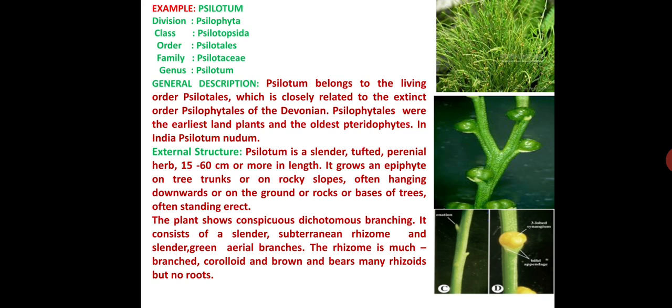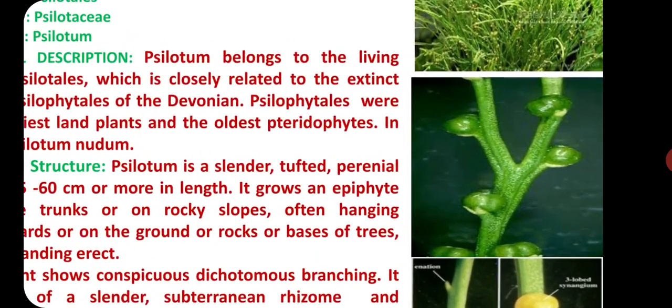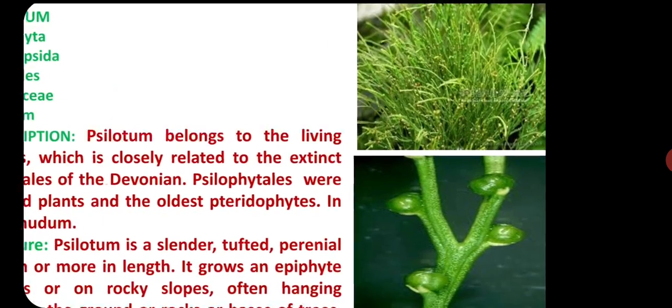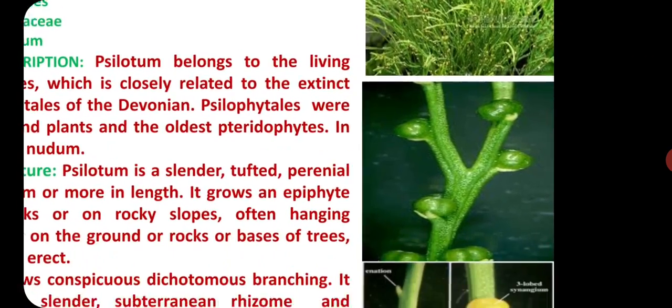The plant shows conspicuous dichotomous branching. It consists of a slender subterranean rhizome and slender green aerial branches. The rhizome is much branched, coralloid and brown, and bears many rhizoids but no roots. See friends, these are the external characters of the Psilotum plant.